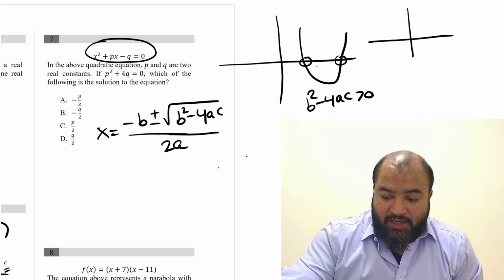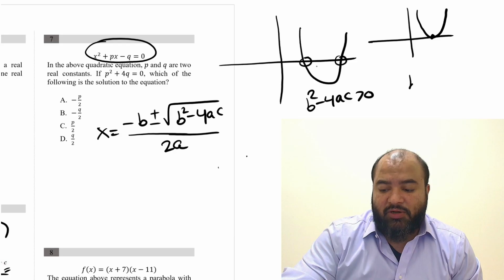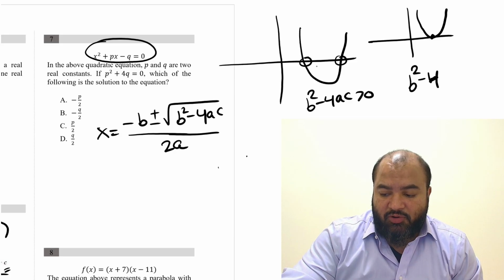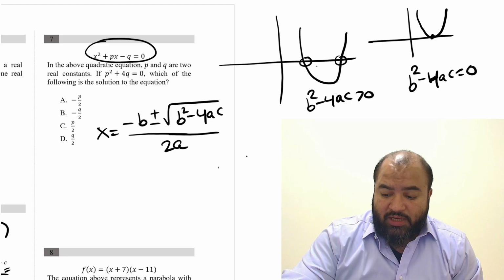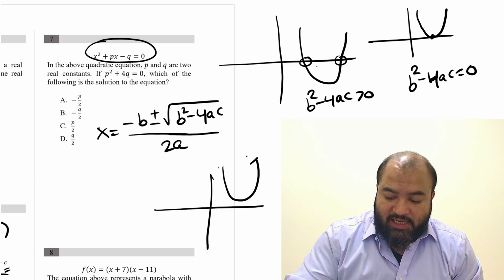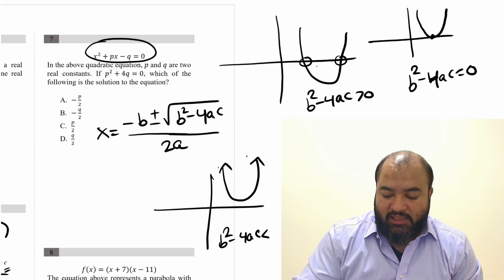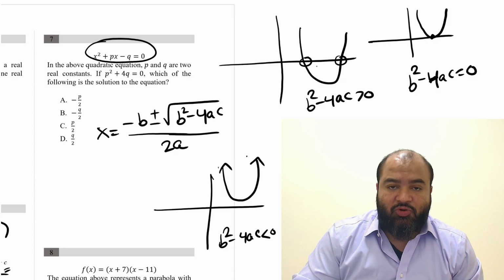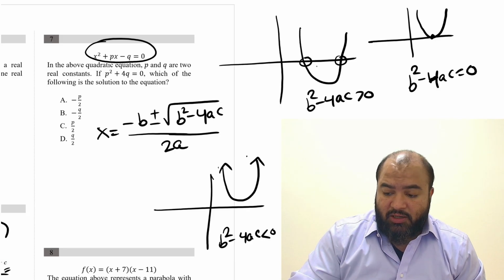Now, if it is touching the parabola, the x-axis, only one time, it means b squared minus 4ac will be equal to 0. That means you will have only one solution. And sometimes no solution, for example, if it is not touching the x-axis at all. This means b squared minus 4ac is less than 0. That's when you're going to have a square root of a negative number. It will lead you to complex numbers. We'll call it no solution.